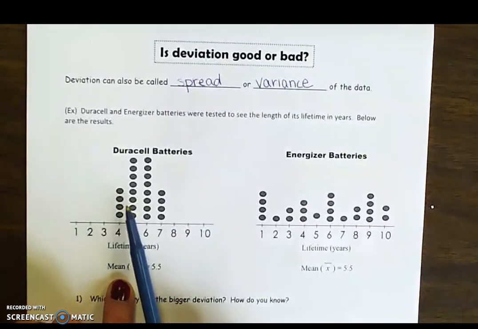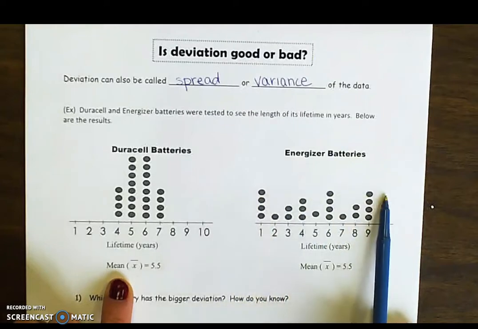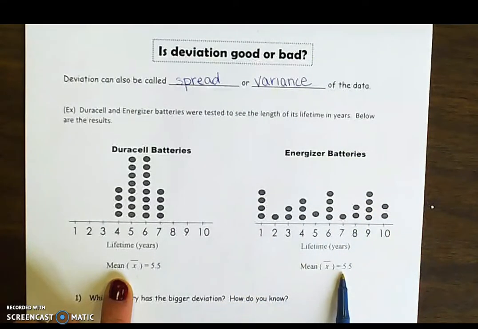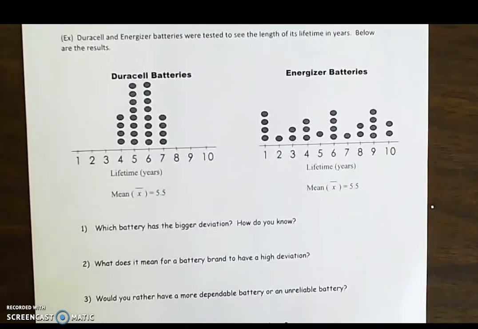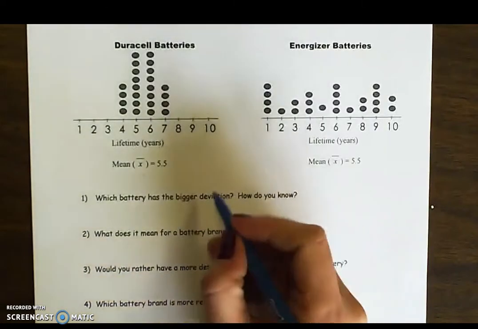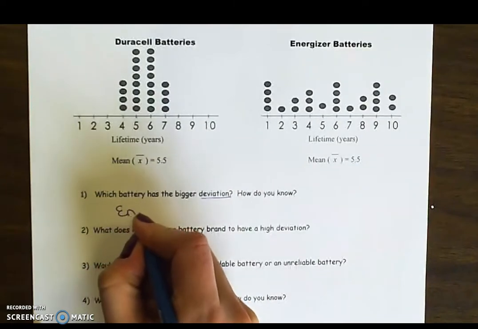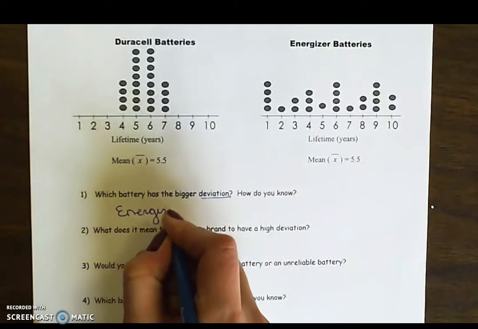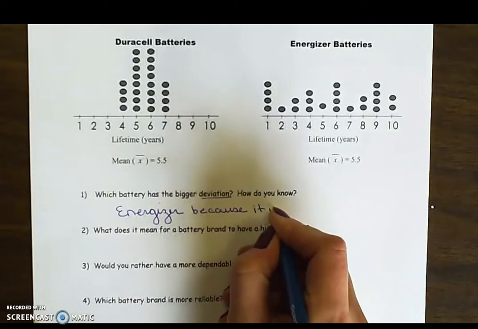Now the mean value of the Duracell batteries is 5.5. If we look at the Energizer batteries, their lifetime in years, their mean value is also 5.5. All right, so which battery is better, Energizer or Duracell? Well, let's take a look at our questions here. Number one, which battery has the bigger standard deviation and how do you know? So remember, deviation is the spread. So which of those is more spread out? So that would be the Energizer, because it is more spread.